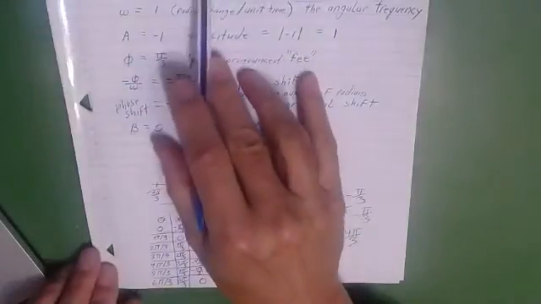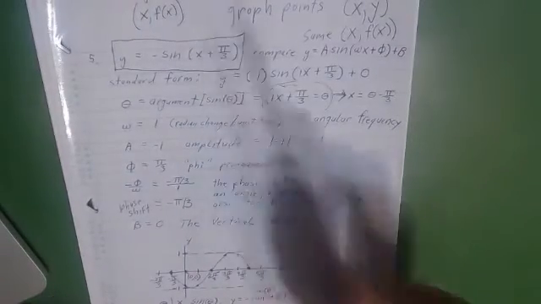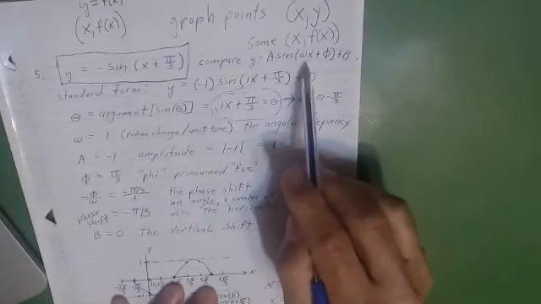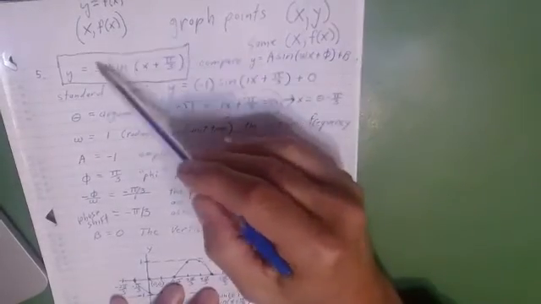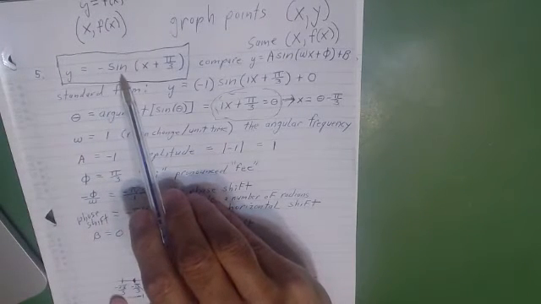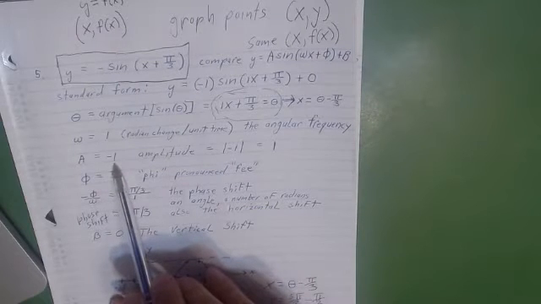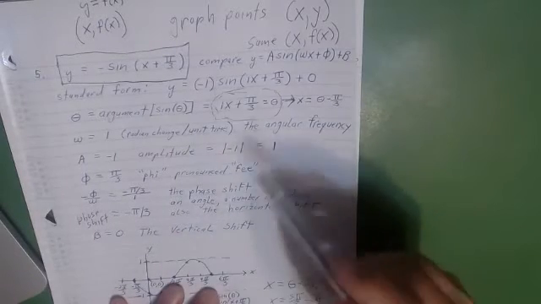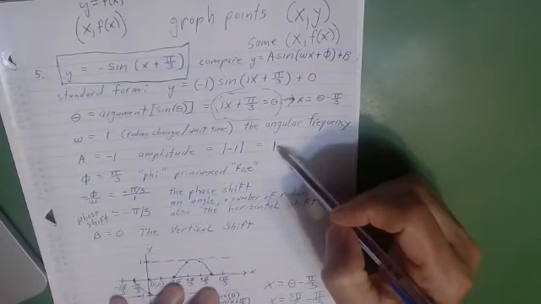And so to graph this now, minus sine times the quantity x plus pi over 3, we look at our standard form, which is a sine of omega x plus phi, plus b. We see that a is -1, because this is the same thing as -1 times sine. So our a coefficient is -1, which tells us our amplitude, the absolute value of -1, is 1. So the peak height on our function is going to be 1.